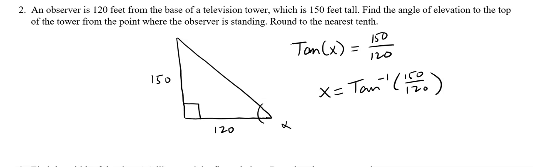So you're back to your calculator, and you're going to do second tan, and 150 divided by 120, and to the nearest tenth, it's 51.34019, but to the nearest tenth, we'll say 51.3 degrees.